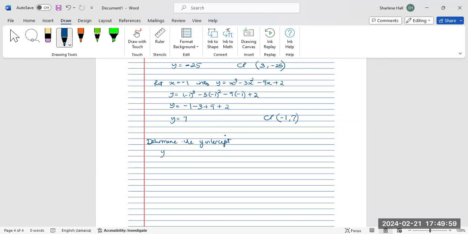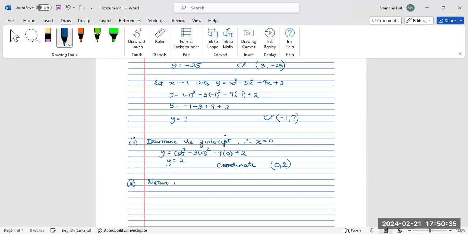Therefore, x equals 0. So y is going to be equal to 0 cubed minus 3 times 0 squared minus 9 times 0 plus 2. Y is equal to 2. So my coordinate is going to be 0, 2. Agreed? Yes, sir. Good job.